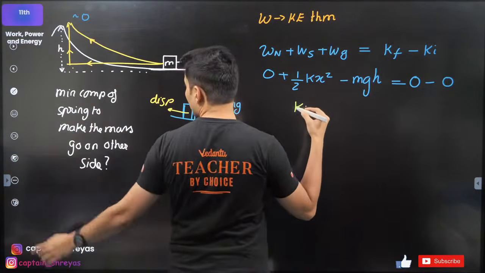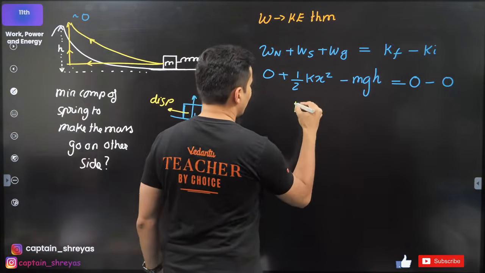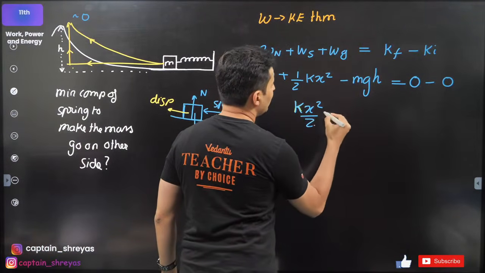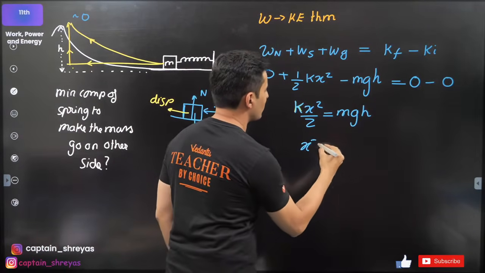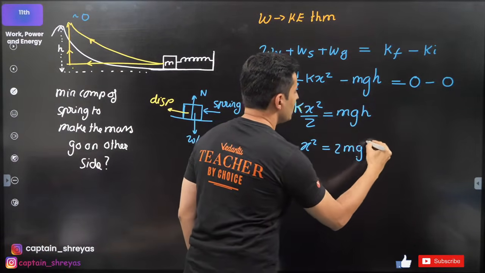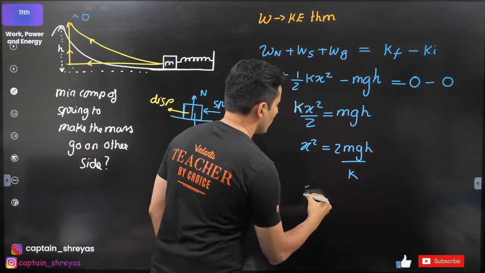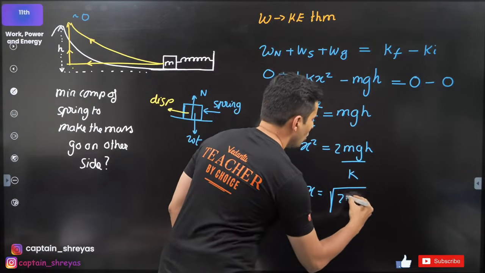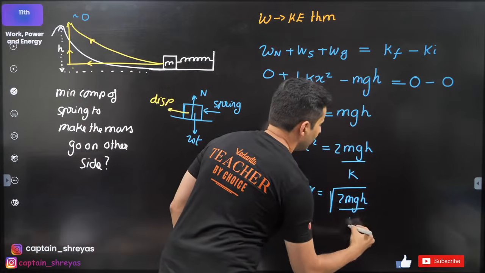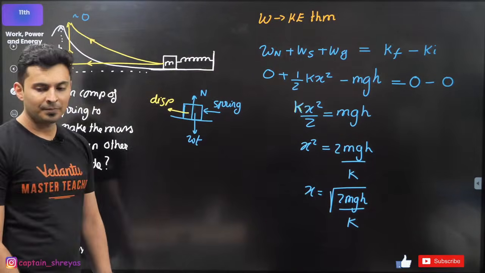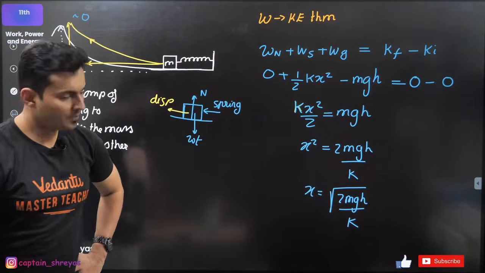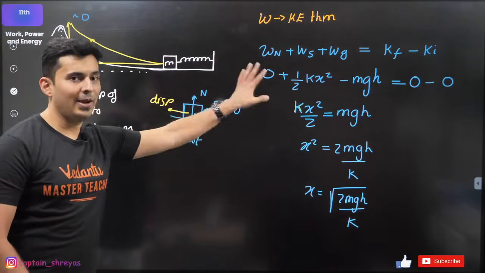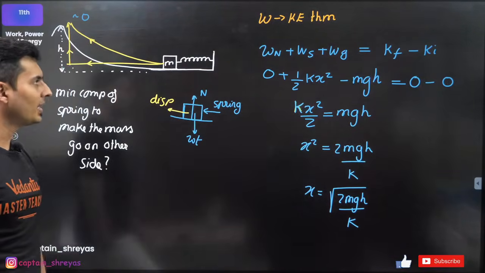So this will be nothing but kx square by 2 is equal to mgh. Now you can solve this. So x square is equal to 2mgh divided by k. So x is nothing but root of 2mgh by k. That's your final answer. I hope this is clear. Okay, so this is how you apply the work kinetic energy theorem for solving the problems.